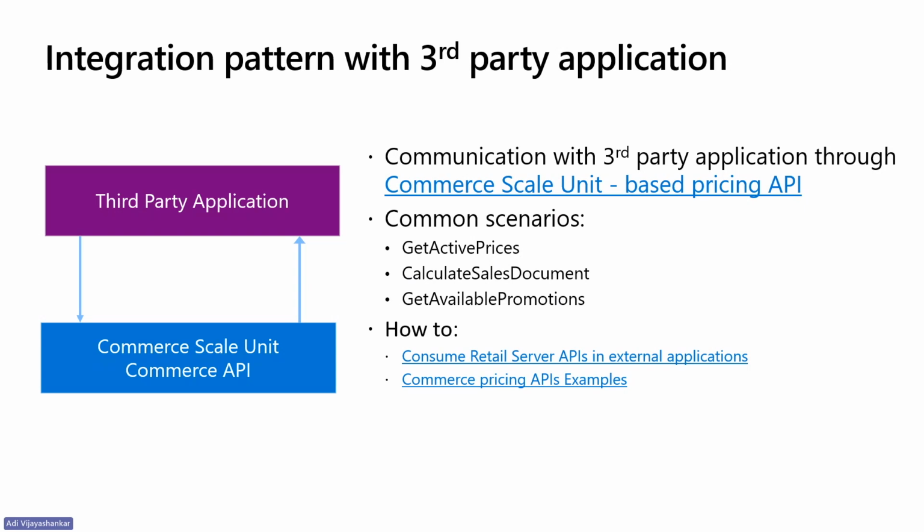There's the Get Active Prices, and this API gets a product's calculated price, including simple discounts. There is the Calculate Sales Document. This API calculates prices and discounts for products at given quantities if they are bought together. Then there is the Get Available Promotions. This API gets the applicable discount for products in the cart. And there are more, and you can learn about these APIs by exploring the public documentation on Microsoft Learn.